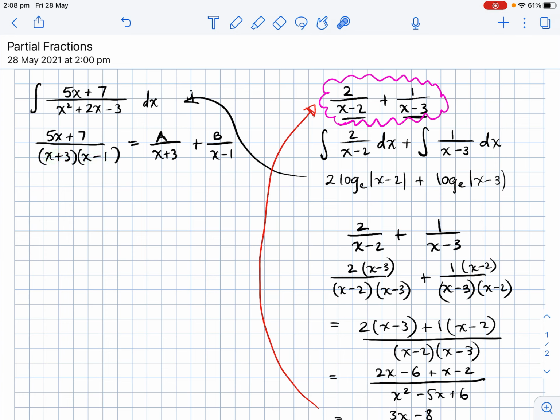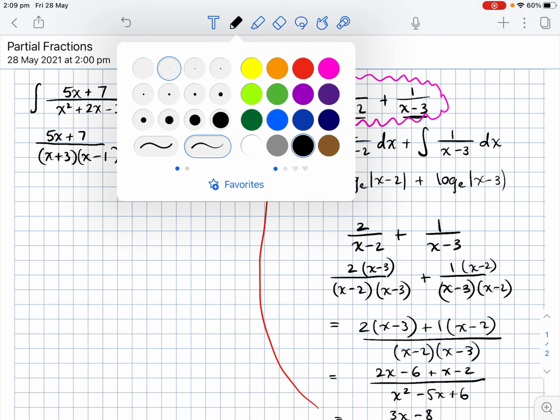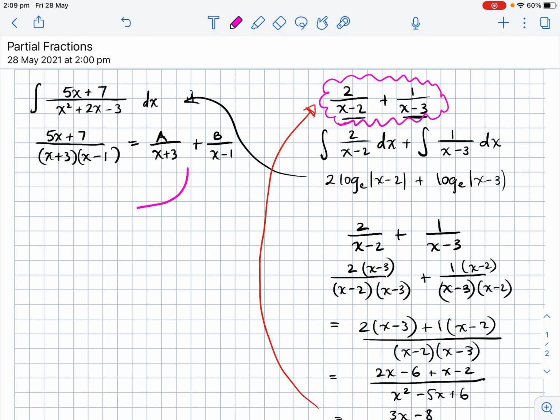Now, if I can work out what A and B are, then I'm sorted. I've got my two easy fractions. And that's exactly what we're going to do now. We're going to solve this problem to find out what A is and this problem to find out what B is. So how do I do that? Well, I start by working out what this would be if I went back to a common denominator.